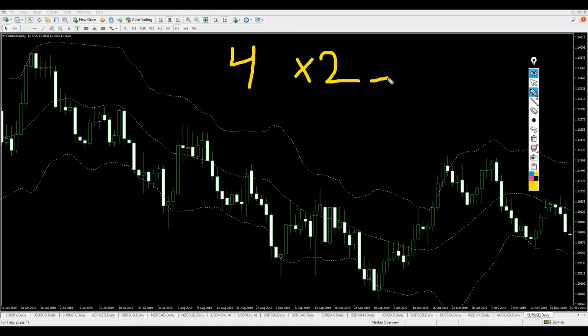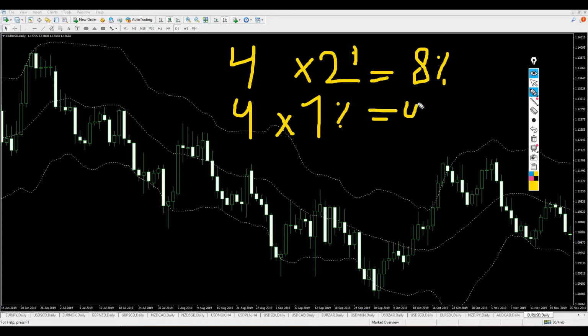4 times 2, that makes it about 8% return. Even if for the next 4 trades you lose, you lose 4 times 1% of your account, that makes it about 4%. So out of 8 trades, if you are just winning 4 trades, still at the end of the month you would be in green, and you are up about 4%, and pretty much that's all we need.